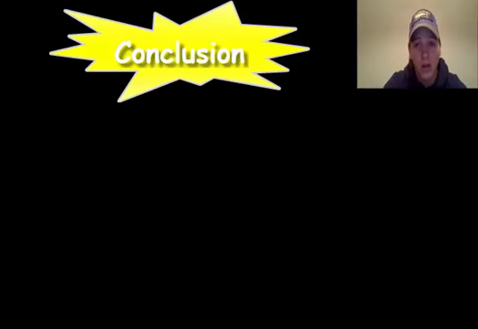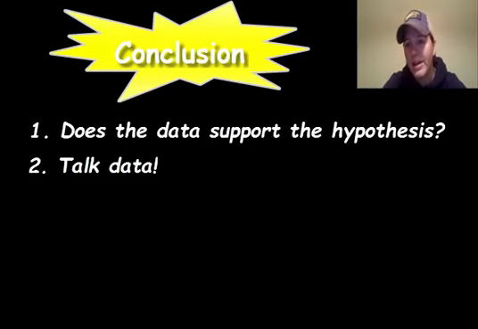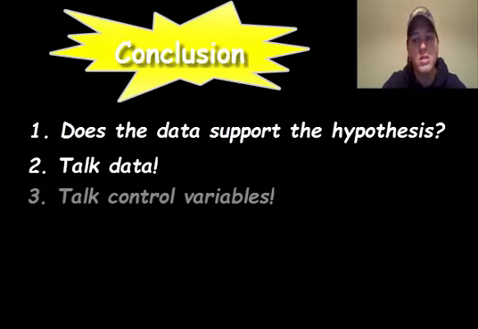There are five parts to a good conclusion. The first is, does the data support the hypothesis? We're going to literally write the hypothesis again and say, yes, it supports, or no, it doesn't. The next step is to talk about your data. Just saying yes or no, supports, doesn't, this was better than that, doesn't do anything. In our experiment, we would talk about specific numbers of Coke versus Diet Coke versus Dr. Pepper. The numbers are important.